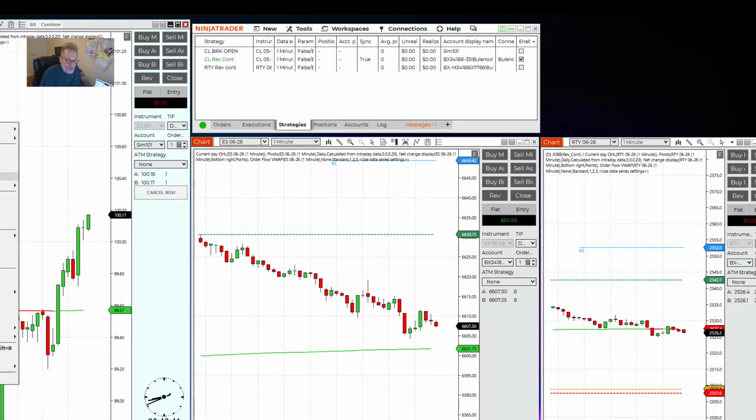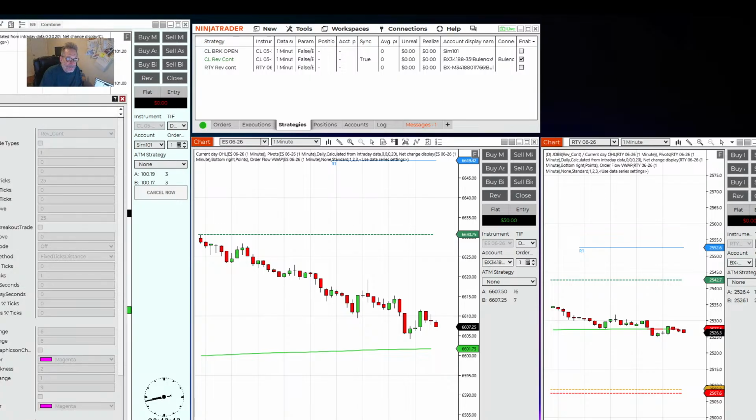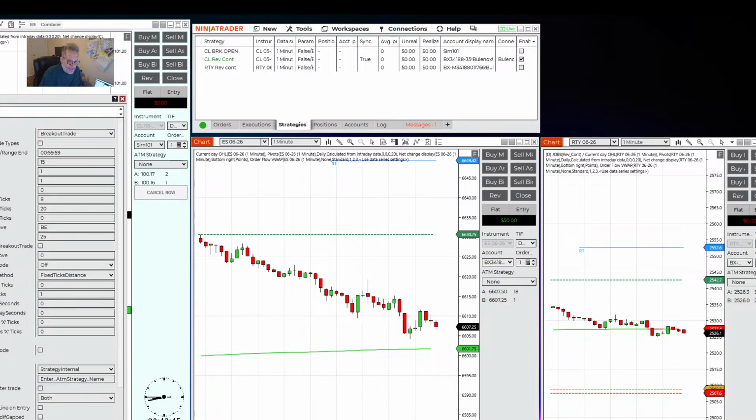The time of that trade, right click, highlight the breakout, 8:59:59. Bracket is 15, position 1's a 1, position 2's a 1, target of 8, target of 20, stop of 25.